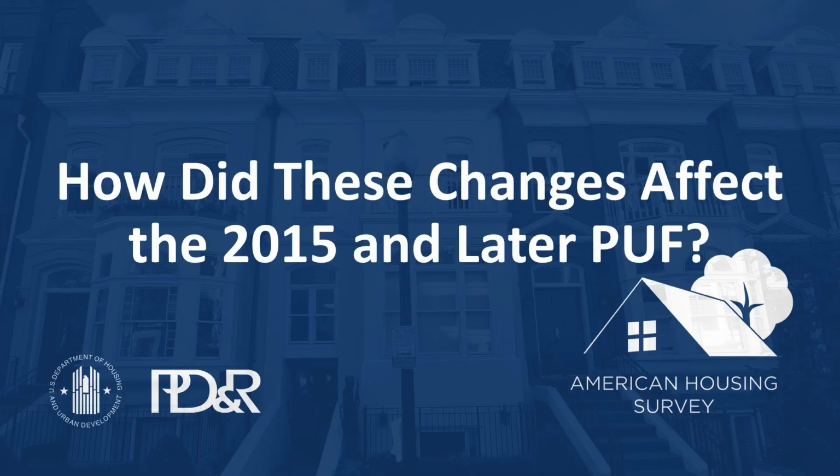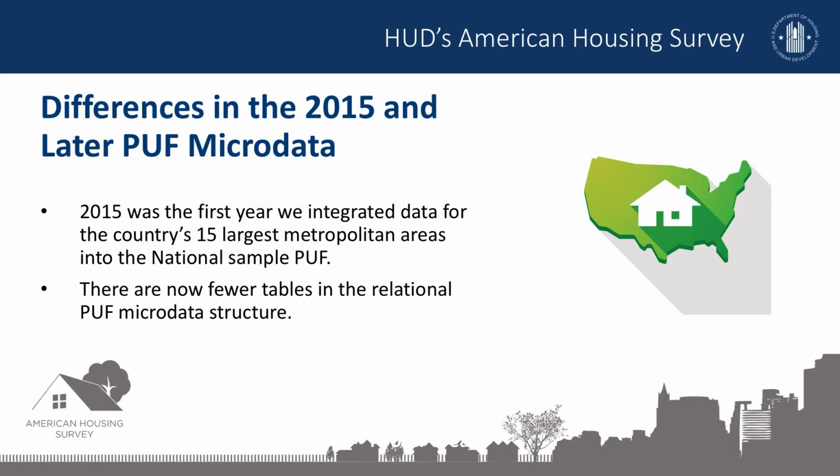Now, let's look at how these changes to the AHS sample affected the 2015 and later PUF microdata. If you have used prior year PUF microdata, you may notice some similarities between the 2015 and later PUFs and earlier versions. For example, like prior year PUFs, we publish separate PUF microdata for the integrated national sample, the national PUF, and the independent metropolitan area samples, the metropolitan area PUF.